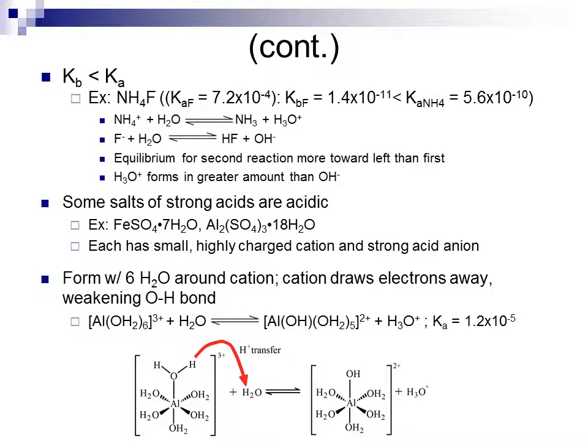So for example, aluminum with a complex of 6 waters can react with water, forming a hydroxide and 5 waters in a complex, and a hydronium produced. The Ka for this is 1.2 times 10 to the minus 5, which is not bad in its acidity. The process occurs by the weakening of the OH bond. As the OH bond weakens, the free water molecule can steal that H from the complex, producing a hydroxide in its place and a hydronium ion.